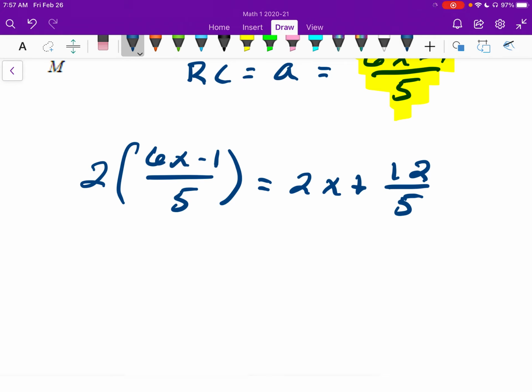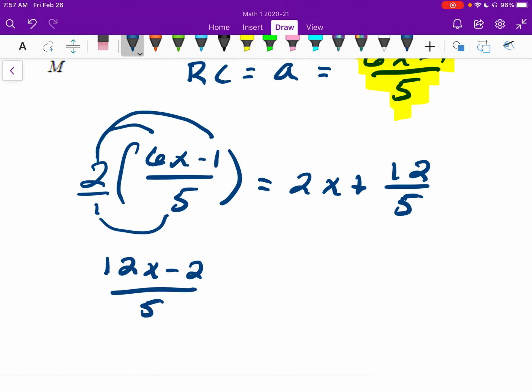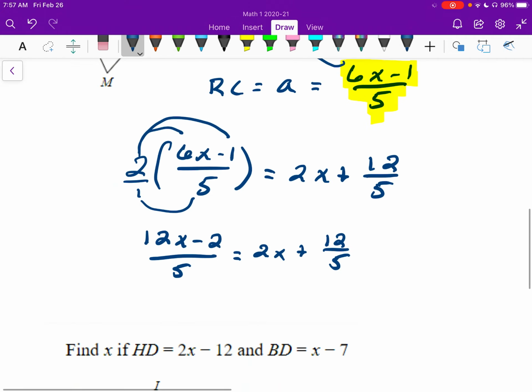Now, think about this 2 in the front as a 2 over 1. You distribute your 2 to both of the top pieces. You distribute the 1 to the 5, which doesn't really do anything. So our top piece becomes 12x minus 2 over 5. And then the right side didn't change. So 2x plus 12 fifths.